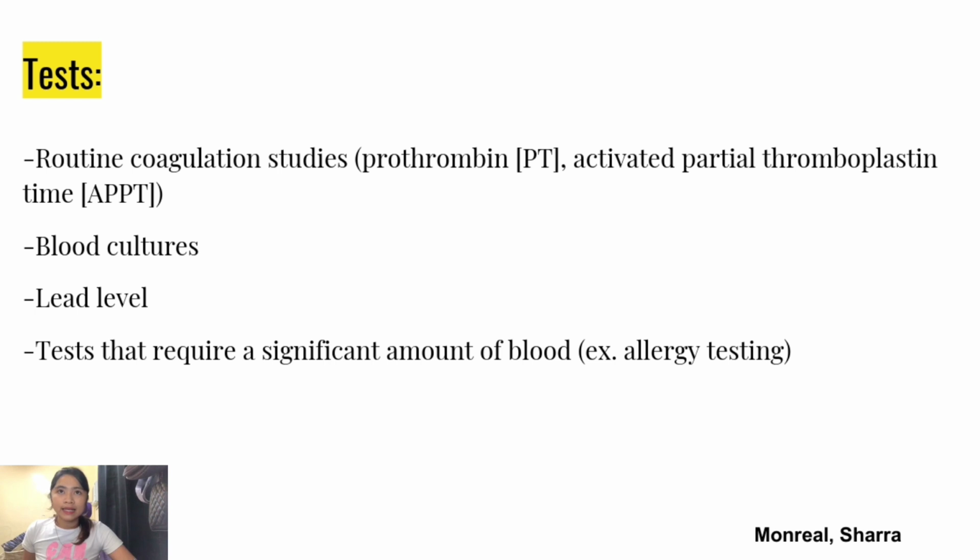So, the tests usually performed by venipuncture include routine coagulation studies when we test for prothrombin time, activated partial thromboplastin time, blood culture, lead level, which is more accurate if performed on venous blood than capillary blood, and tests that require a significant amount of blood such as allergy testing.